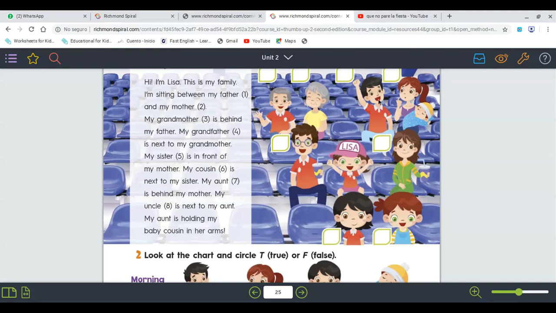And my uncle is next to my aunt. My aunt is holding my baby cousin in her arms here, baby cousin.